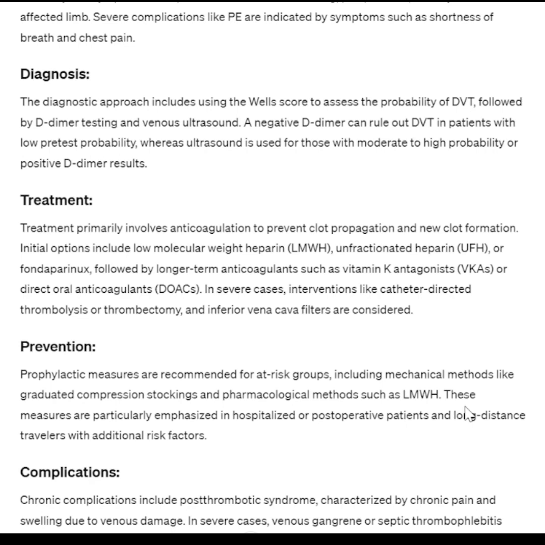Prevention. Prophylactic measures are recommended for at-risk groups, including mechanical methods like graduated compression stockings and pharmacological methods such as LMWH. These measures are particularly emphasized in hospitalized or post-operative patients and long-distance travelers with additional risk factors.